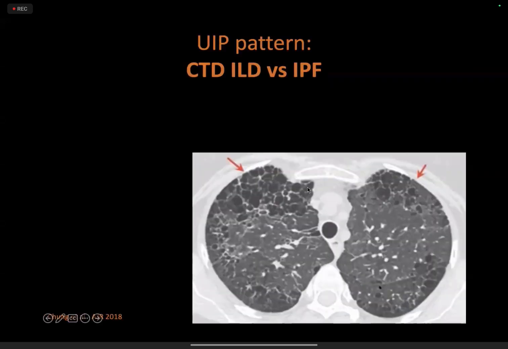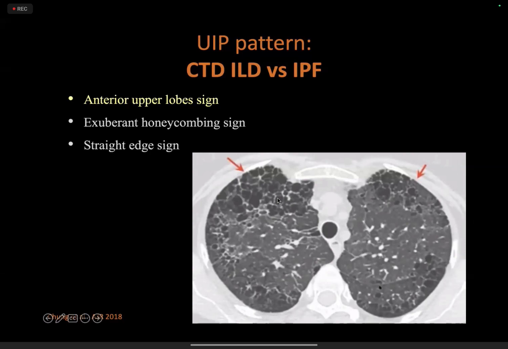Now let's talk briefly about CTD-related ILD. Initially this paper came by Chung et al. in 2018, where they described three signs. A couple of the signs that we already saw in the case are the anterior upper lobe sign, where there is significant involvement of the anterior part of the upper lobe.